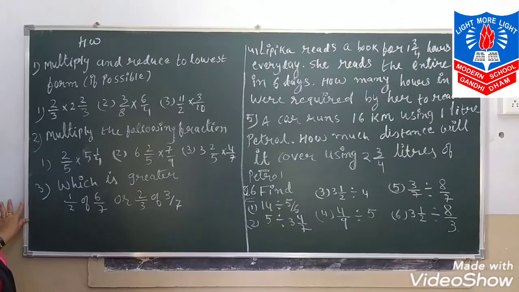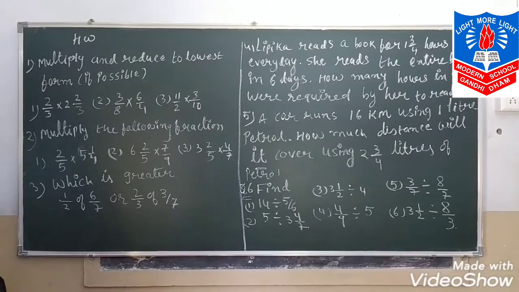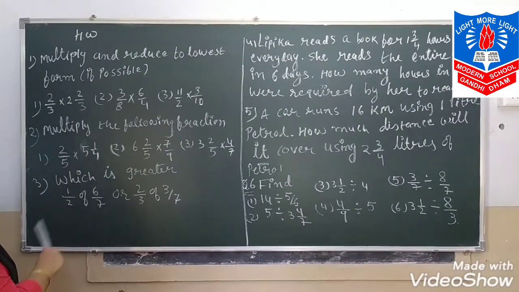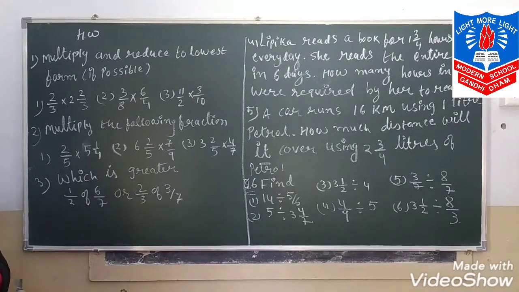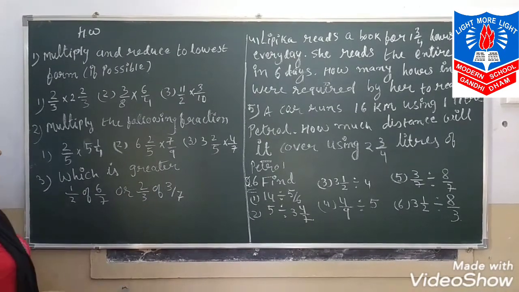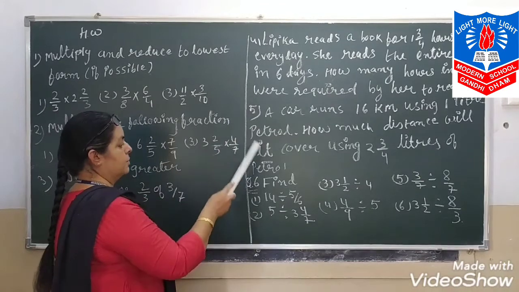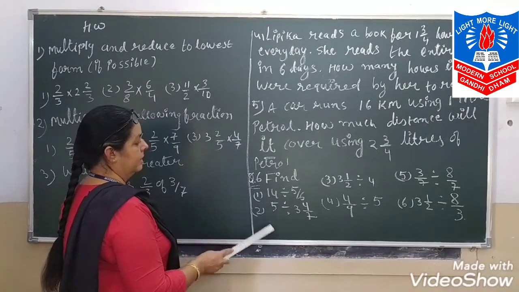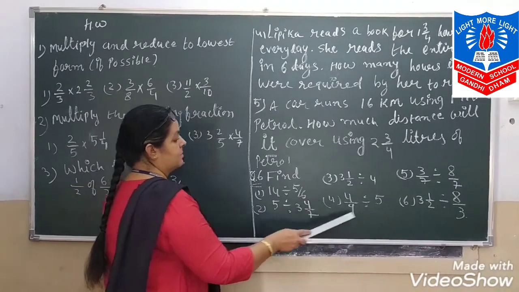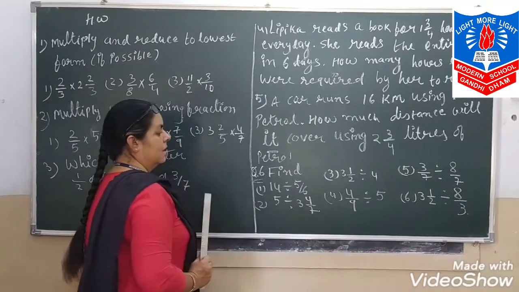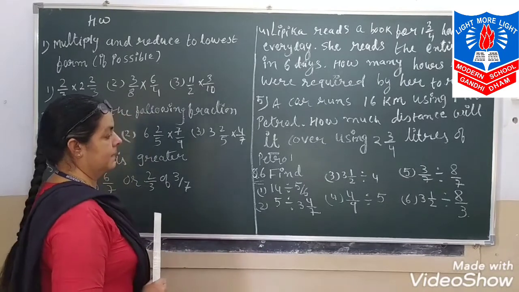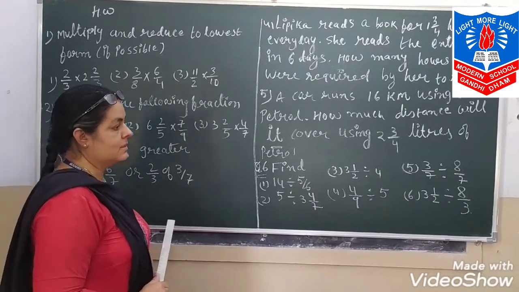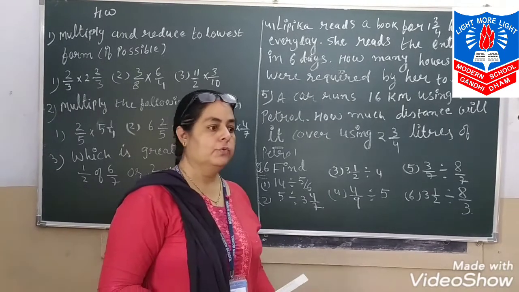Students, this is your homework. Multiply and reduce to lowest form. Multiply the following fractions, which is greater, and these two are problem sums. Find all 6 sums, they are in division. Okay students, to be continued in the next class.